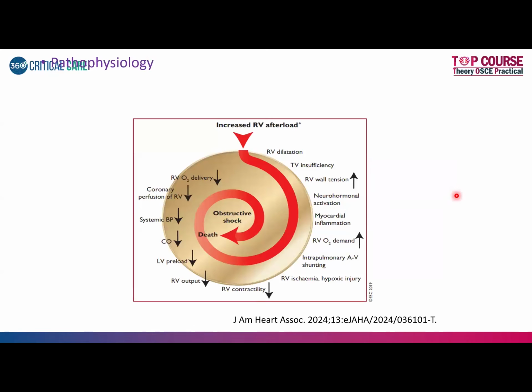Pathophysiology. Pathophysiology here is very similar to what we have been studying before. The increase in the RV afterload, RV dilation, increase in the right ventricular tension, myocardial inflammation, demand increases, there is ischemia, hypoxic injury, decrease in the contractility, decrease in the RV output, decrease in the LV preload, decrease in the cardiac output, hypotension. So basically whatever we have studied for a right heart failure, you can just put it here. In the end, the patient can develop an obstructive shock and death.